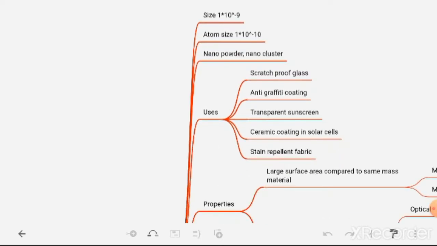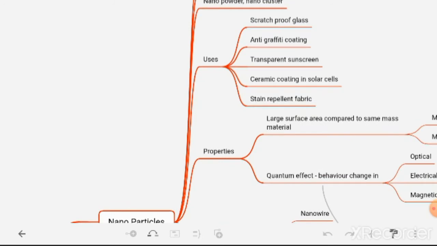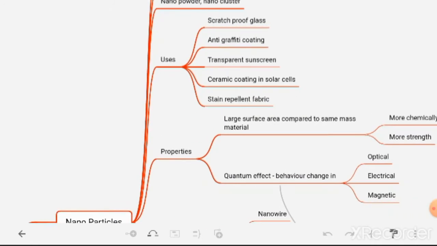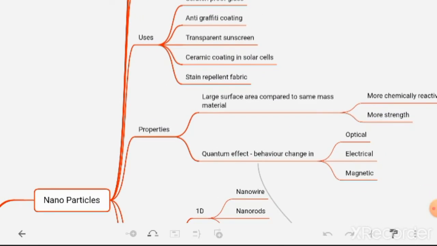So what are the latest uses where it is used? It is used in scratch proof glasses, anti-gravity coating, transparent sunscreen, stain-free fabric. So these are the basic uses where nanoparticles are right now used. Okay, so what are the specific properties related to nanoparticles?